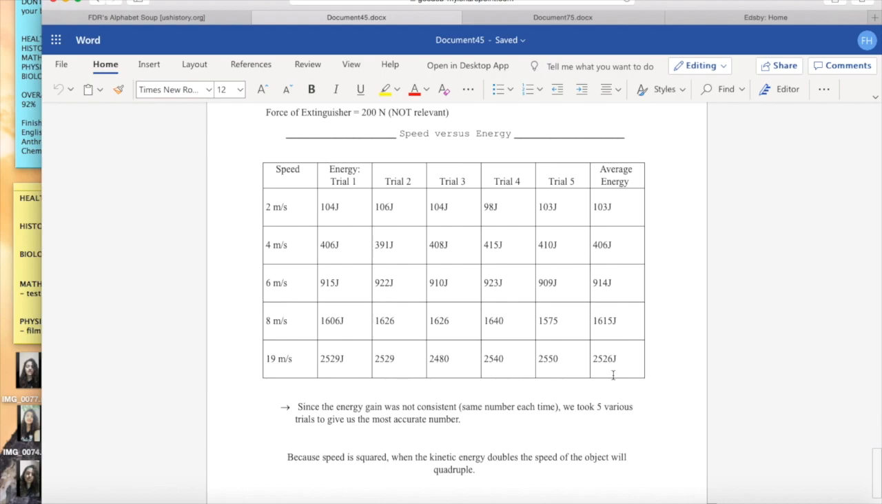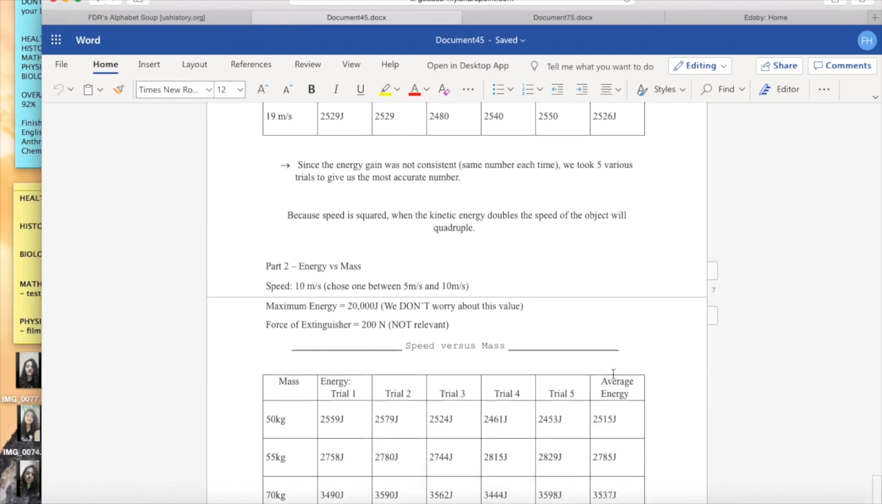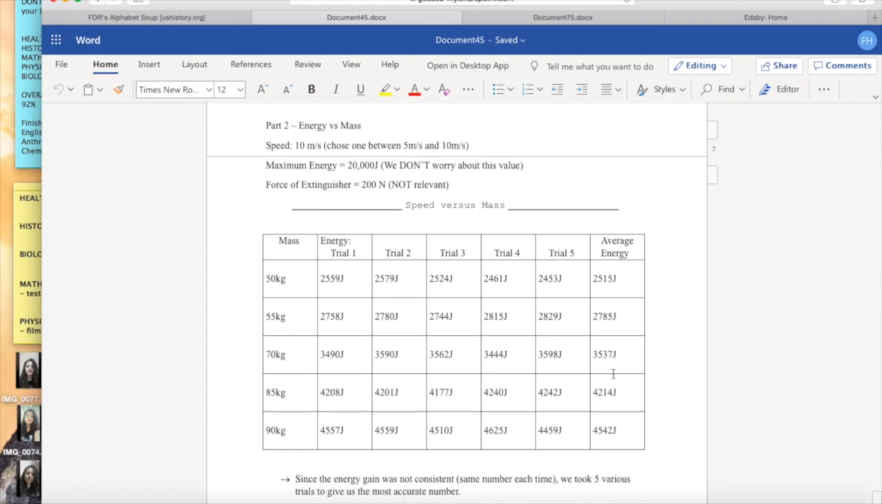And then we know the formula for kinetic energy is EK equals half mv squared. And it's because the speed is squared that when the kinetic energy, let's say, is doubled, the speed of the object will be quadrupled. So the second part of the lab was looking at energy versus mass.